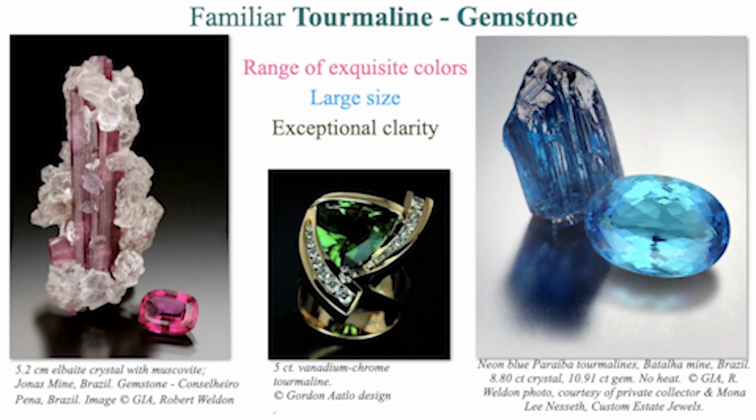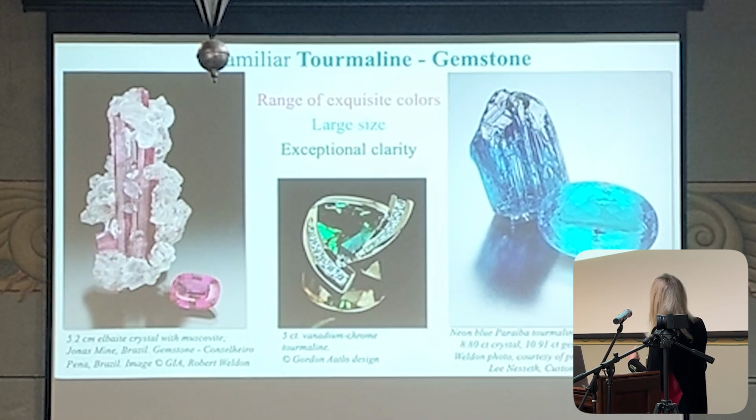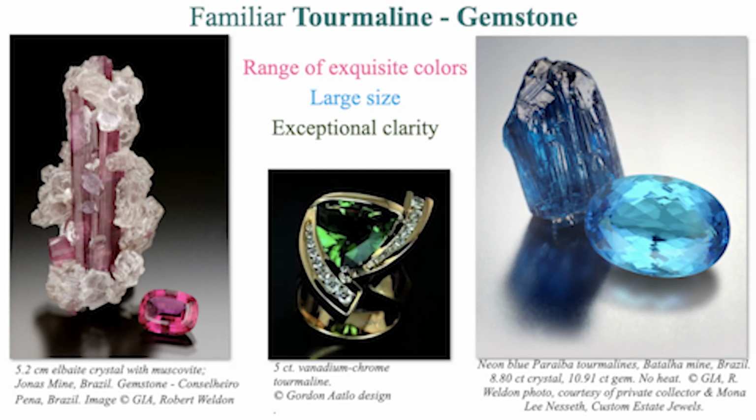Tourmaline occurs in an unrivaled spectrum of colors from black to white, and three of the colors are shown here. This is this beautiful pale pink gemstone, these lustrous vivid chromium greens, or these vivid neon blues. And these are all cut from very large, completely transparent crystals, unrivaled by many other minerals.